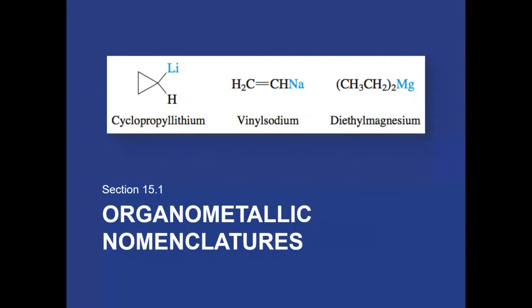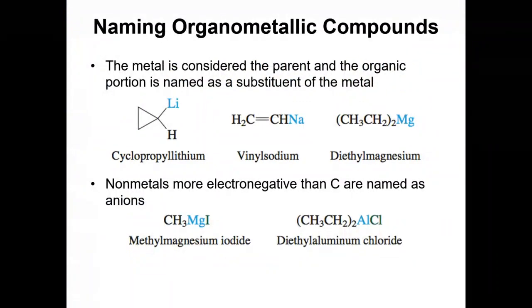Before moving on to the reactions of organometallic compounds, first let's briefly look at the nomenclature. In general, with an organometallic compound, we always consider the metal as the parent, and the organic portion is named as a substituent of the metal. Like in this compound, the metal lithium is the parent, and the rest of the organic portion is considered a substituent. This substituent we call the cyclopropyl group, and lithium is the parent.